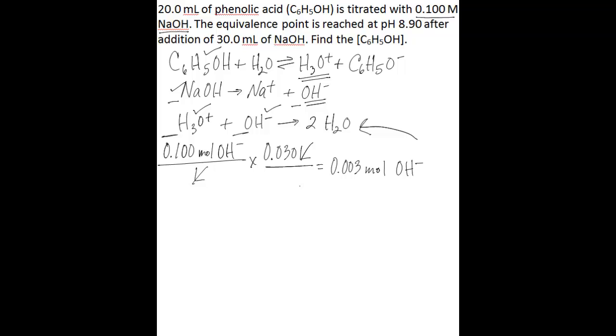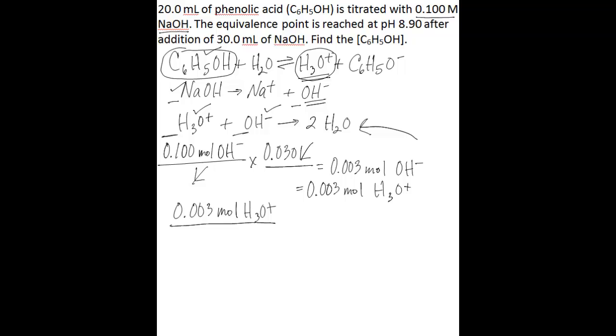And because of this neutralization reaction, you know that there's a 1-to-1 molar ratio between the hydroxide ion and the hydronium ion. So also at the equivalence point, you know that 0.003 moles of hydronium ion have been neutralized. Now that you know that, you can figure out the concentration of phenolic acid, because for every mole of phenolic acid that dissociates, you get 1 mole of hydronium ion. So what you can say is that you have 0.003 moles of hydronium ion per volume. So you want to use your original volume here because you want to know the concentration of phenolic acid.